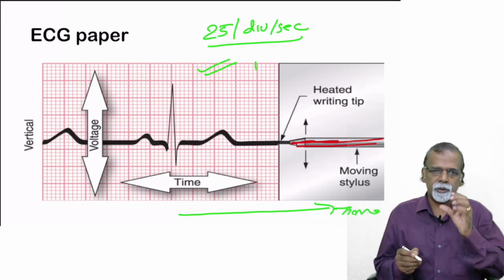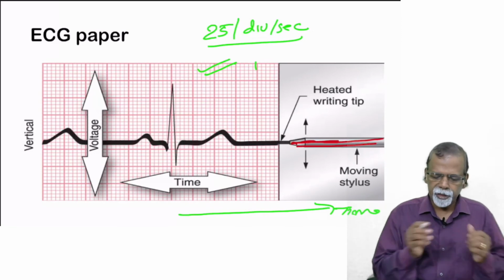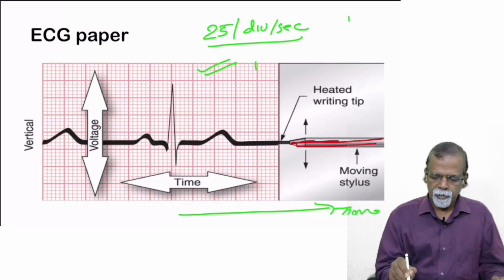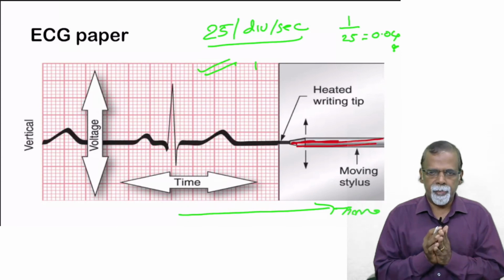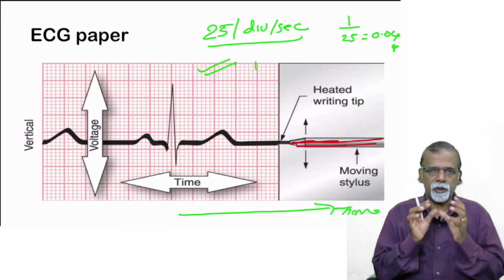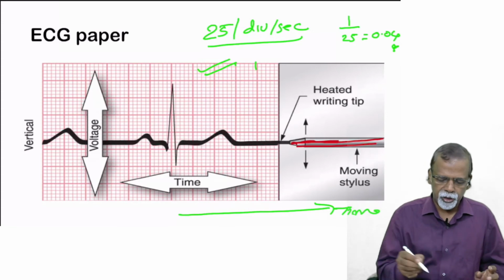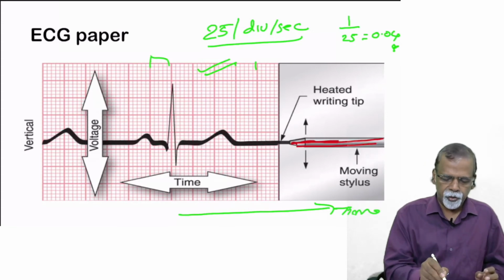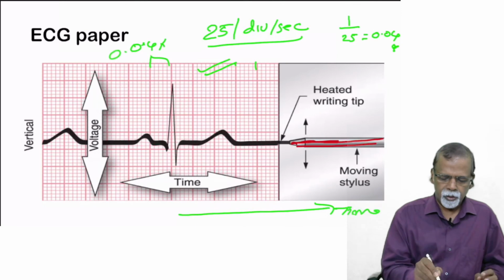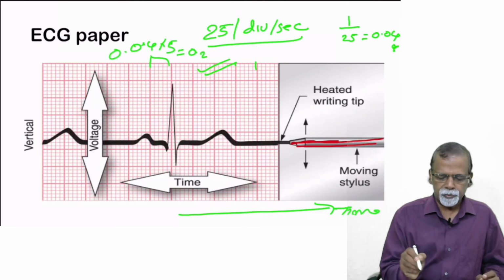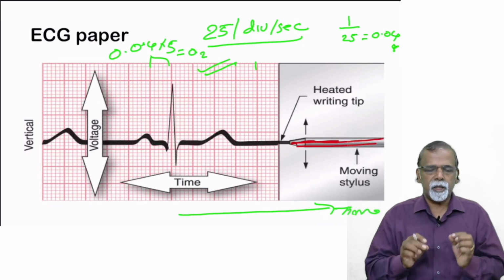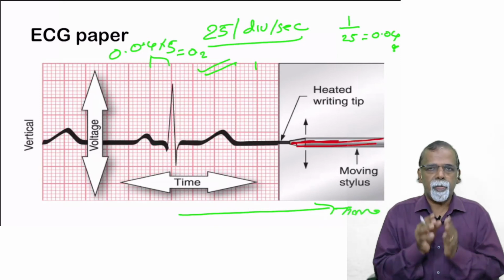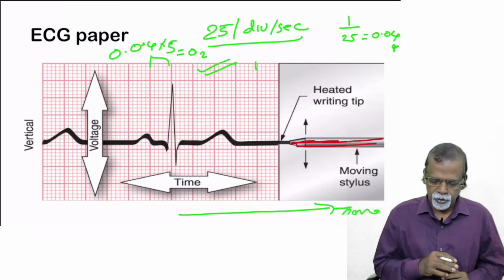So what will be the duration of one small division? Anybody can say? Easy to calculate. 1 by 25 is equal to 0.04 seconds or 40 milliseconds. This value you should remember, 0.04. One small division is 0.04, and one large division will be 0.04 into 5 is equal to 0.2. So this you should remember. That is, each small division is 0.04 seconds, and one big box is 0.04 into 5 is equal to 0.2 seconds.